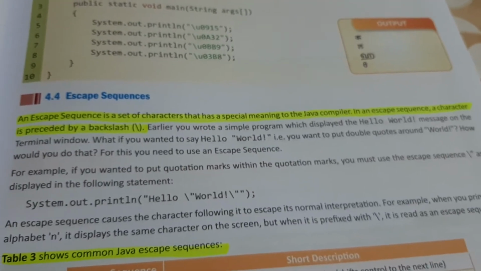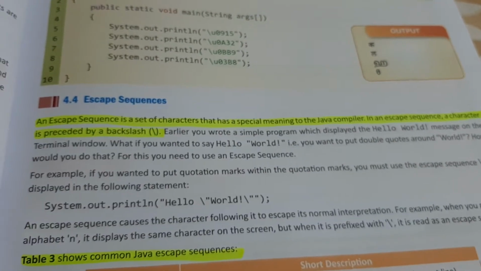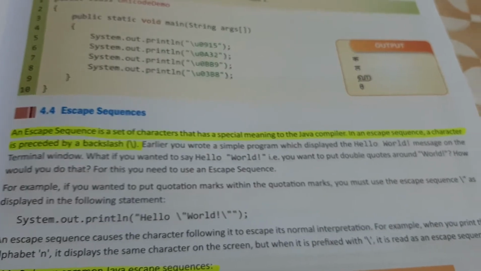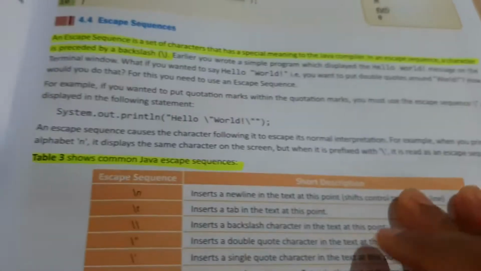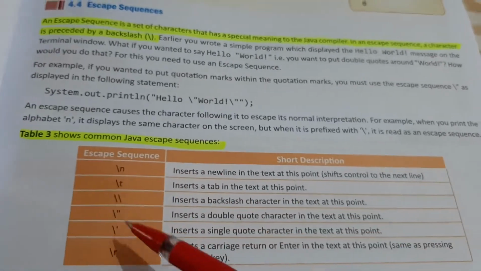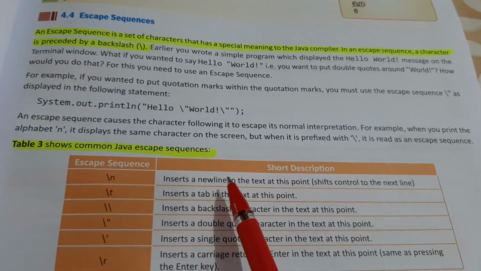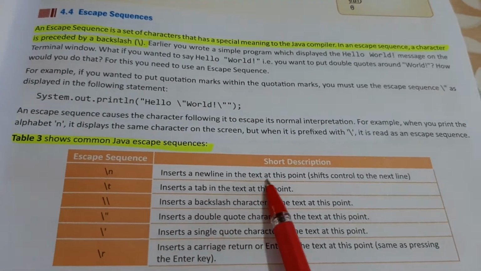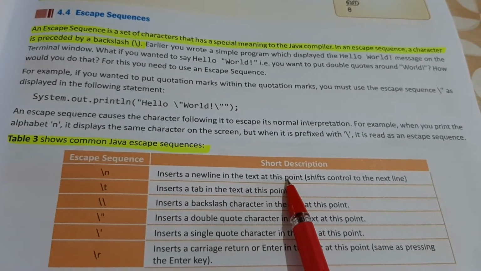Good morning, students. We are going to study today about the escape sequence. Now, escape sequences are the characters that have a special meaning to a Java compiler. These are called escape sequences. Whenever we use these symbols in the program, they carry some kind of format. If you write \n here, it inserts a new line in the text at this point.